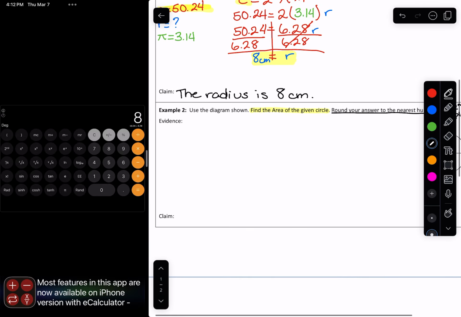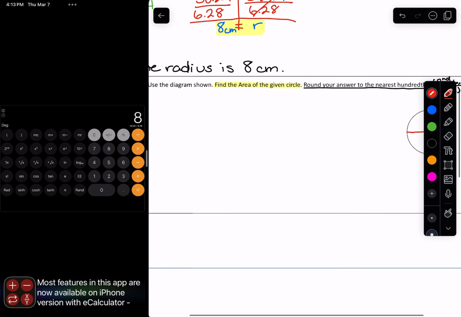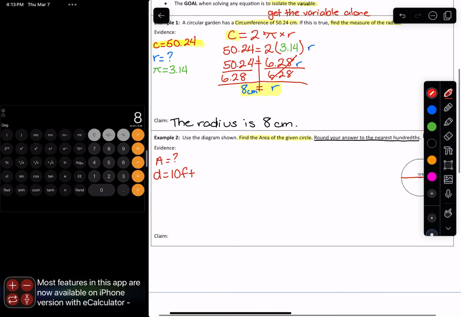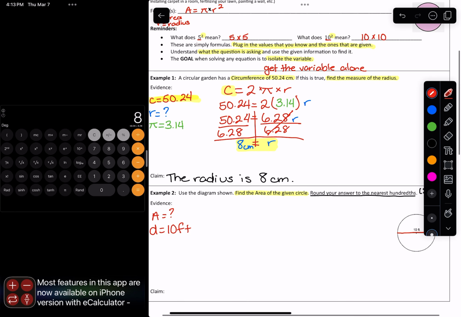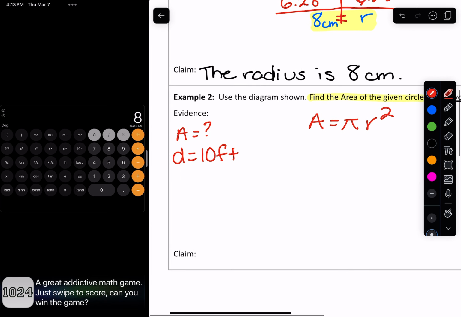Okay, so we know we want to look for area. So I'm going to put A is question mark. And we are given a line that goes all the way through, which is my diameter, is 10 feet. So let me go back and look at my formula for area. That is A equals pi times r squared. Okay. This formula does not have that d. So what I have to do is find radius using that diameter.